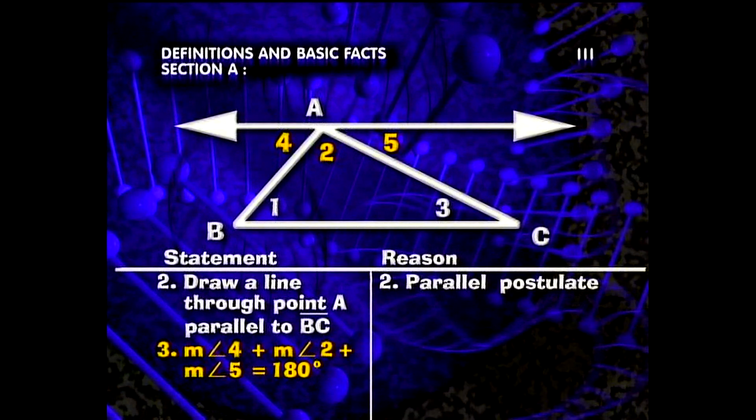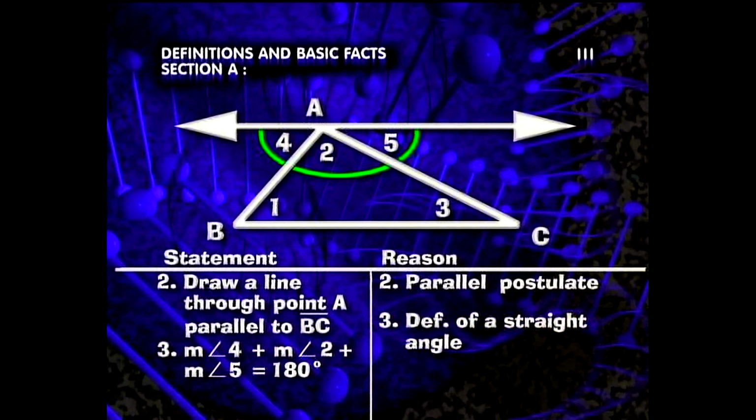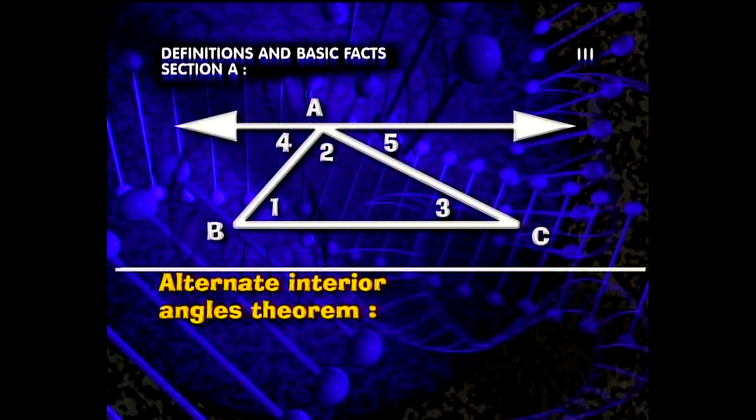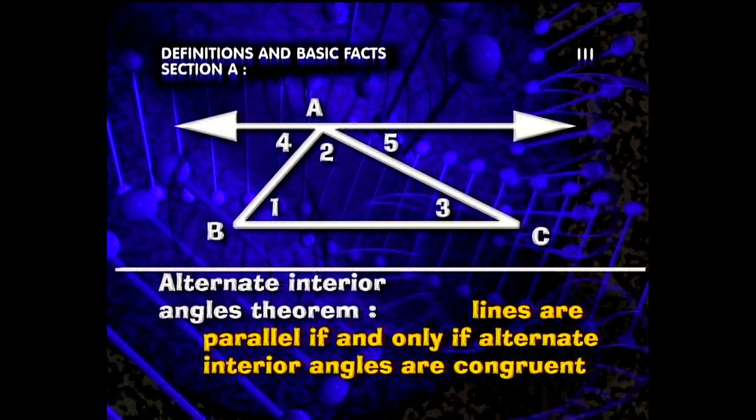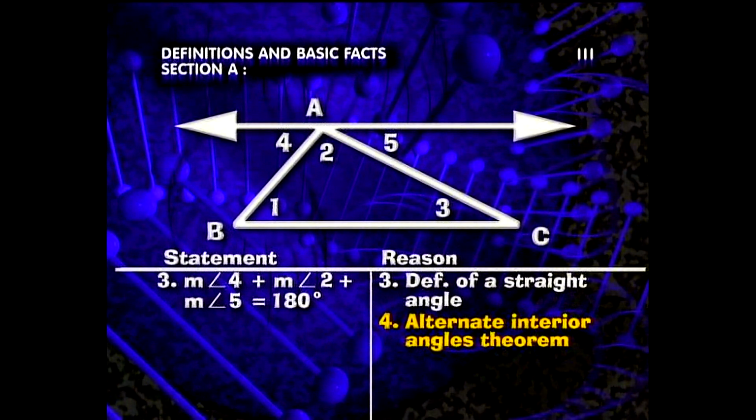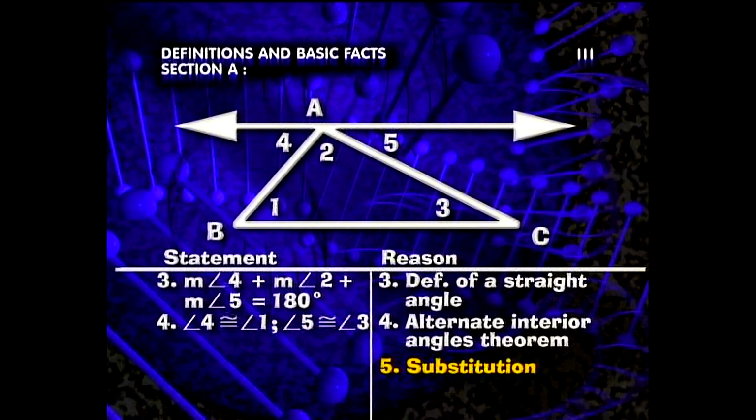Our next statement is, the sum of the measures of angle 4, angle 2, and angle 5 equals 180. This is the definition of a straight angle. Don't be confused by the 3 angles here. In this diagram, we have 3 angles that make up the straight angle. Now let's go on to our next step. Remember the alternate interior angles theorem? Lines are parallel if and only if alternate interior angles are congruent. The alternate interior angles theorem allows us to state that angle 4 is congruent to angle 1, and angle 5 is congruent to angle 3. Good deal. Finally, because of substitution, we can state our goal.